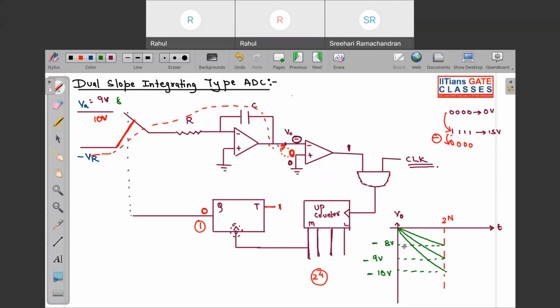But yes, look, when we are discharging, when the capacitor has minus 8 volt, it will take less time to discharge.